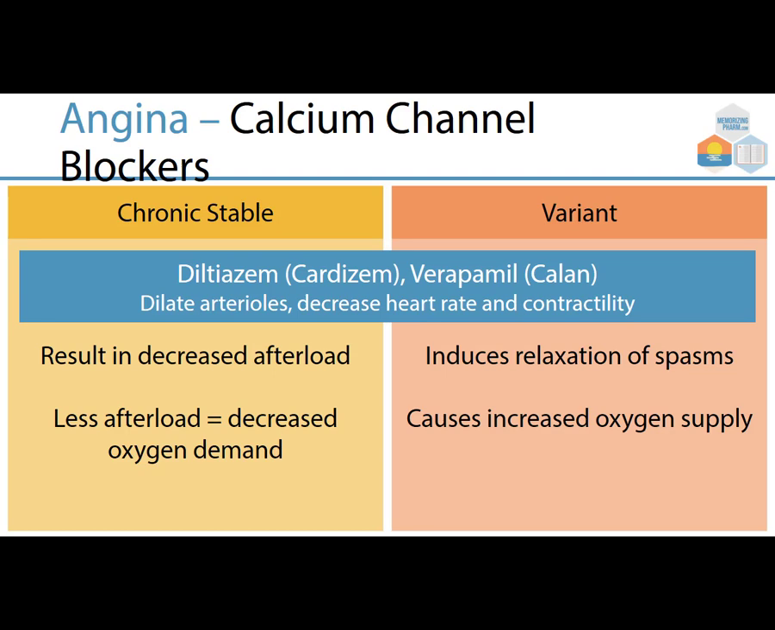We can also, with variant angina, induce relaxation of the spasms and cause an increased oxygen supply. So again, the two that work for variant are calcium channel blockers and nitro. And for chronic stable, we have calcium channel blockers, beta blockers, and nitro.